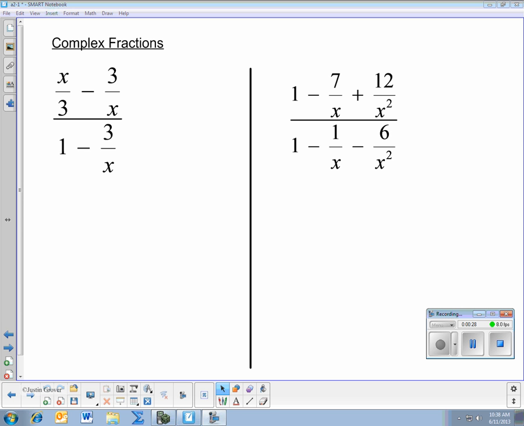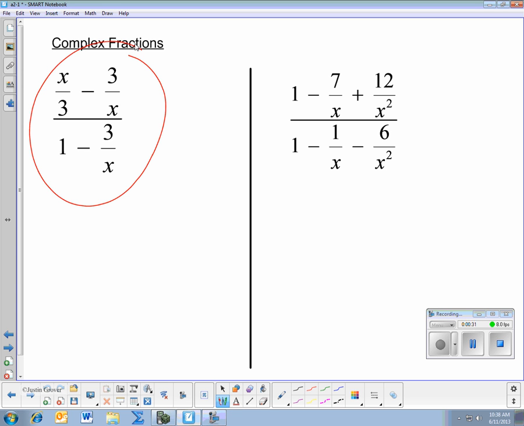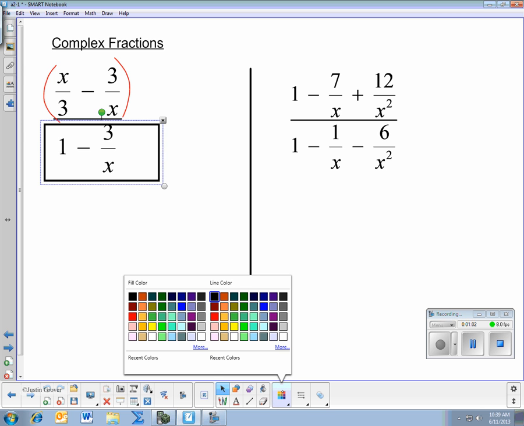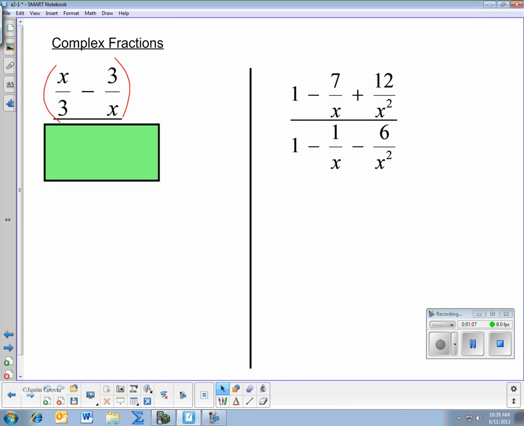And so what we see here, if we look at our first example on the left, we have a complicated numerator, and that's everything above our line here. X over 3 minus 3 over x, and a complicated denominator, 1 minus 3 over x. And so what I'm going to do is just focus on just the numerator for now. Just looking at the top here, just ignoring the bottom. You can even kind of cover up the bottom with something if I want. Let me get a little rectangle out here just so this isn't distracting me, because I only want to focus on the top. So I'm looking at just the top, x over 3 minus 3 over x.